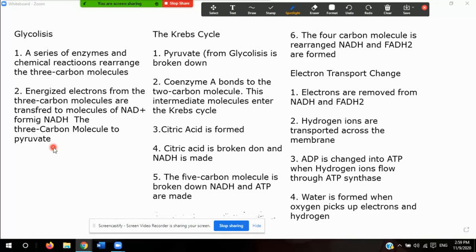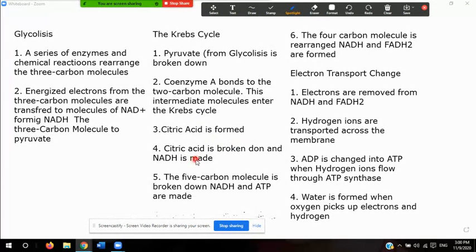Now, once the glycolysis process is done, we enter into the second stage of cellular respiration, which is the Krebs cycle. The first step in the Krebs cycle is that pyruvate from glycolysis is broken down. The 3-carbon pyruvate molecule is broken down, and coenzyme A bonds to the 2-carbon molecule, forming an intermediate molecule that enters the Krebs cycle. The third step is that citric acid is formed.